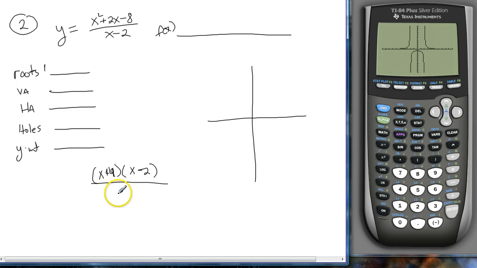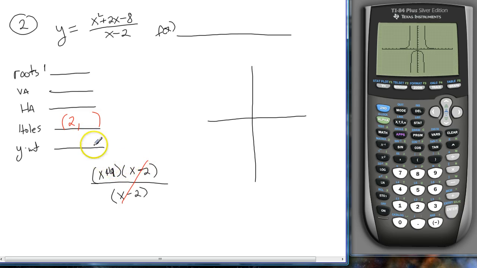X plus 4, x minus 2 upstairs, downstairs, x minus 2. Now, with this one, these terms cancel. If something cancels, that's the hole. So the hole is happening at, now the hole's a point. The x value would be a 2. Well, if the hole's a point, I need to find the y value.